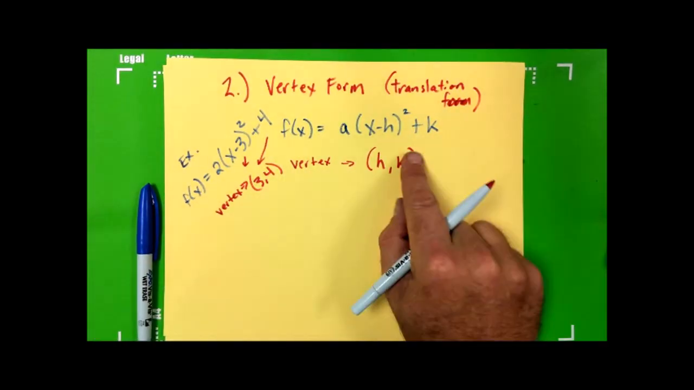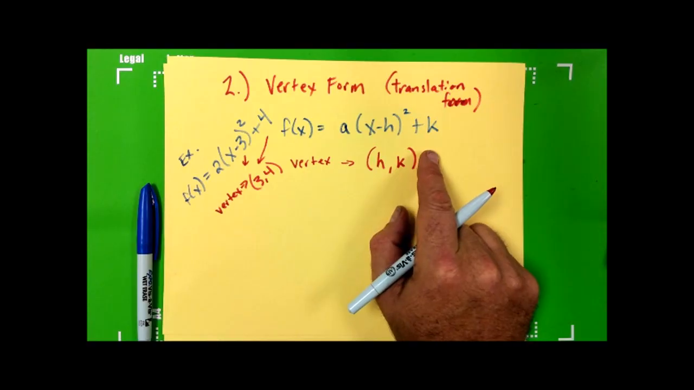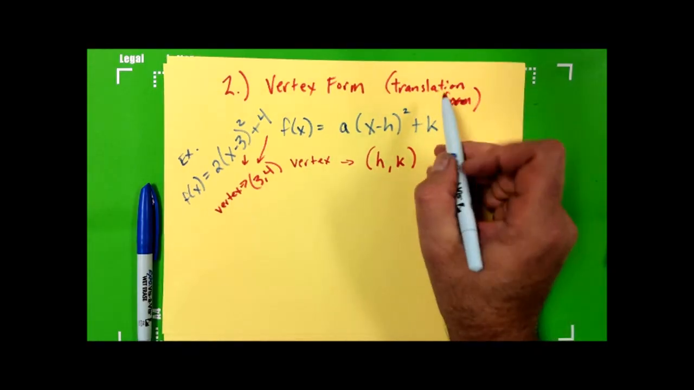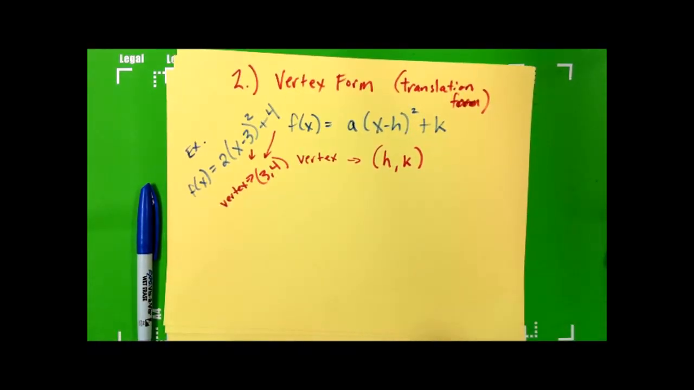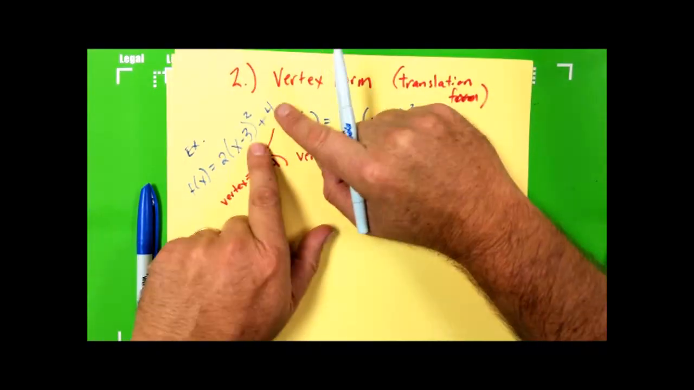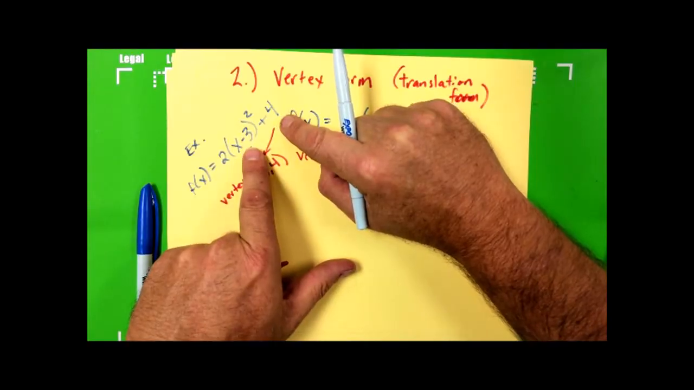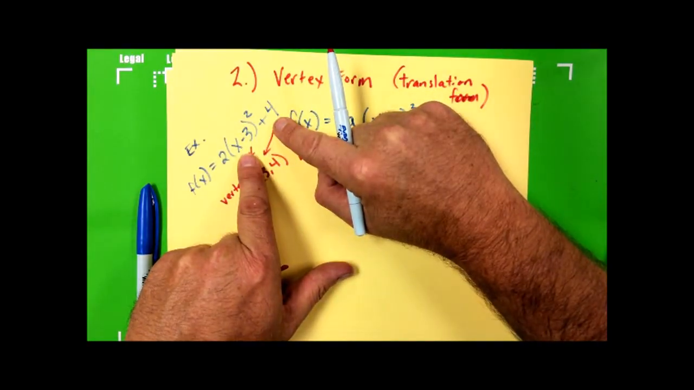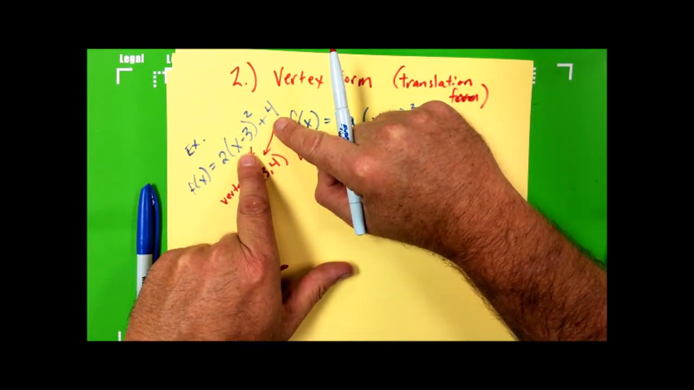Which leads me to the concept of, again, the shifts and transformations, and why it's also called a translation form, because it tells me how the 0, 0 origin has been translated. The vertex has been moved from 0, 0 to 3, 4 by just adding an h and a k value. Everybody see the reason why we call it that?